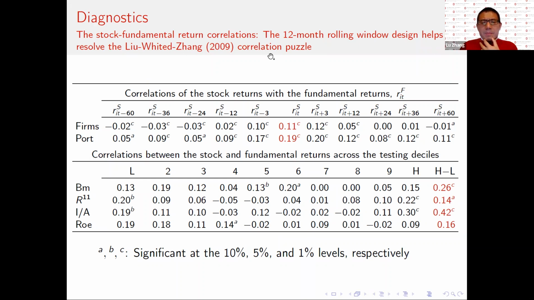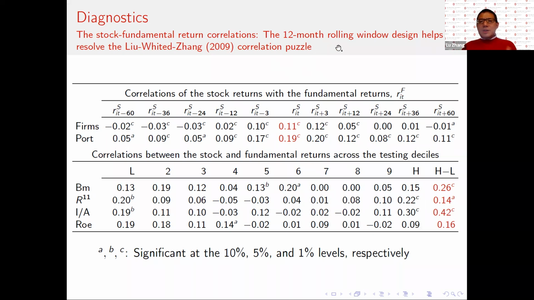In the Liu, Whited, and Zhang paper, we report a correlation puzzle. In that paper, the stock return and the fundamental return are contemporaneously negatively correlated, whereas in theory, they should be identical. So in this paper, we do not resolve the puzzle completely, but we help resolve the puzzle. You see the contemporaneous correlations are positive. At the portfolio level, mostly are positive, especially if you look at high minus low, for investment, high minus low delta is 42% correlation. This is actually fairly decent.